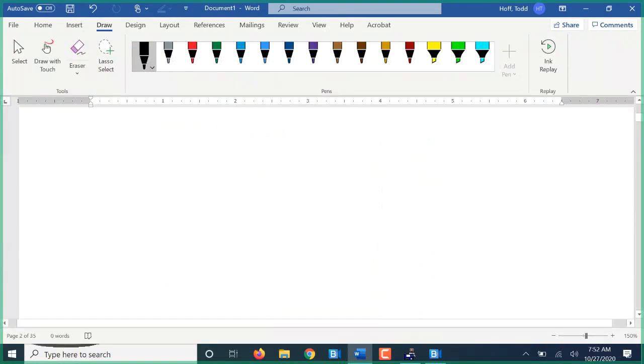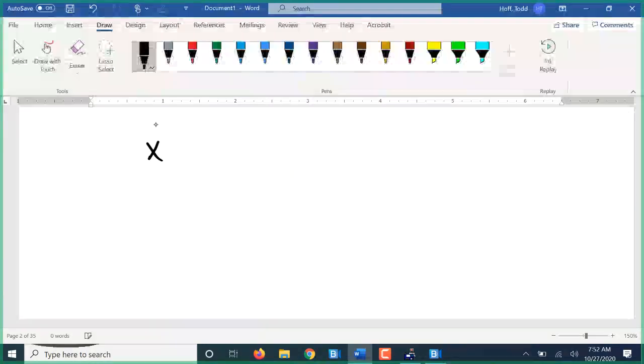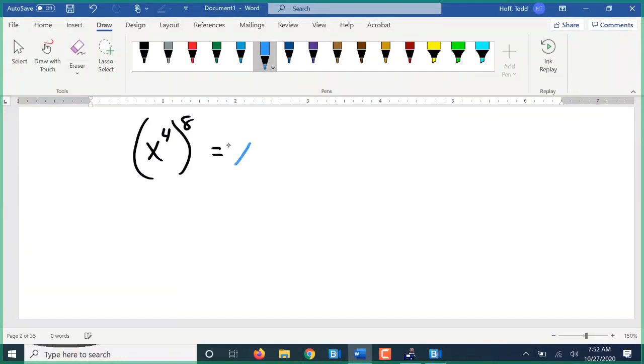So now our next step today is to look at adding powers to this. We did see last week that if we have something like x to the 4th to the power of 8, to combine those powers, we're actually multiplying those powers. This is x to the power of 4 times 8 is 32.